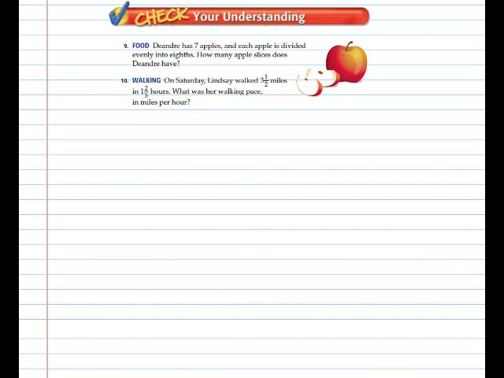Number 9. Deirdre has 7 apples. If each apple is divided evenly into 8ths, how many apple slices does she have? 7 divided by 1/8 becomes 7 times 8 over 1, which is 56.